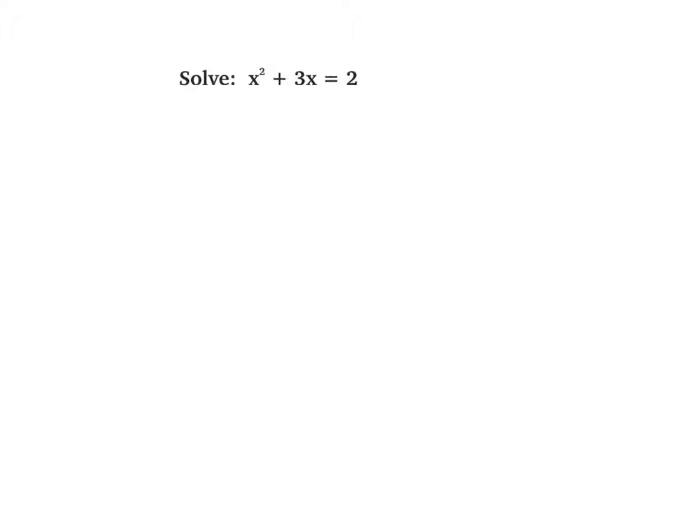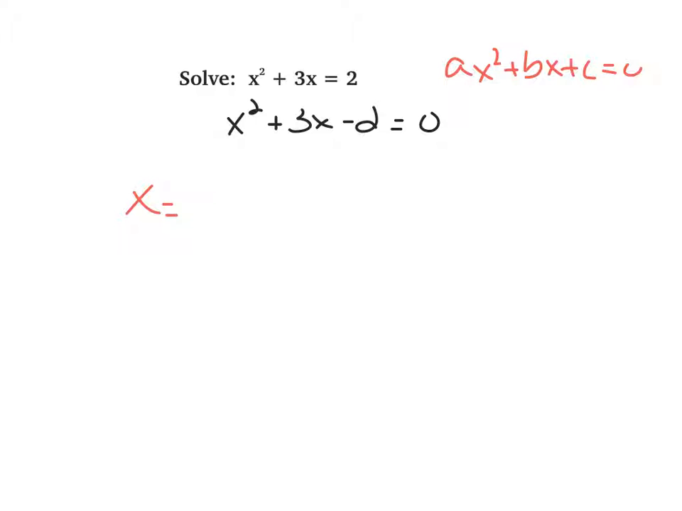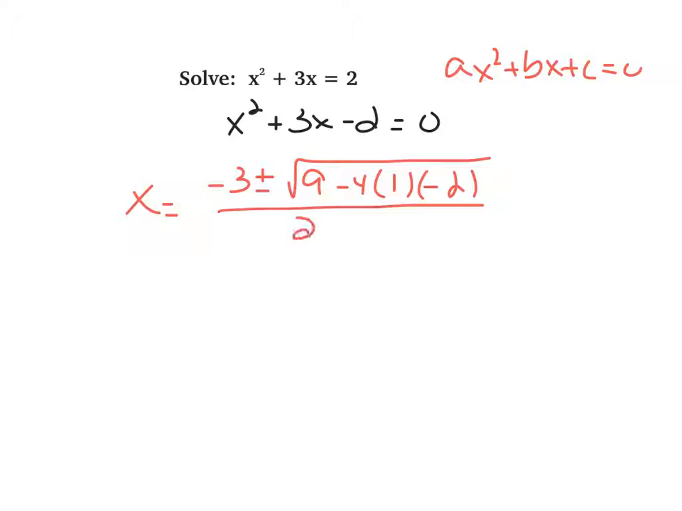Do not use the quadratic formula until you have one side equals 0. So I'm going to move that 2 to the other side, just like this. And as you start to use the quadratic formula, remember the form is ax squared plus bx plus c. That tells you where your a, b, and c are located. And so now it's just a matter of substituting those numbers in. So x equals negative b, which is negative 3, plus or minus the square root of b squared, which is 9, minus 4ac, all over 2a, and a is 1 this time.